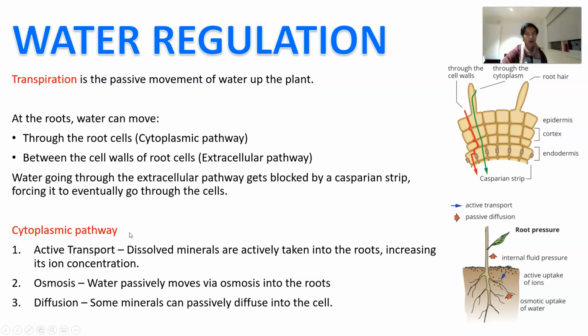Okay, the cytoplasmic pathway allows water to move in by the active transport of dissolved minerals, right? So the minerals are actively taken into the roots because first of all, the plant needs those minerals to build their cells, but second of all, because the taking up of minerals is going to increase the ion concentration, water is going to passively move via osmosis through the roots. And so the active taking up of ions in the roots is going to then cause the passive osmosis and diffusion of water. And then sometimes you get a little bit of diffusion of the minerals anyway, right?